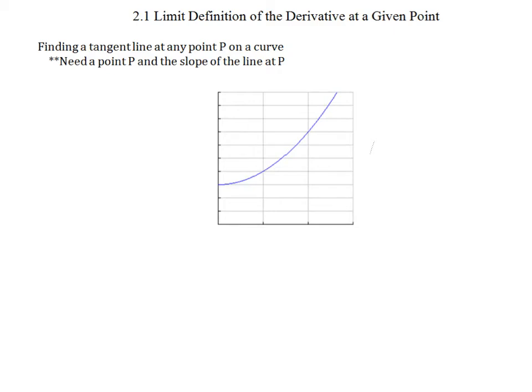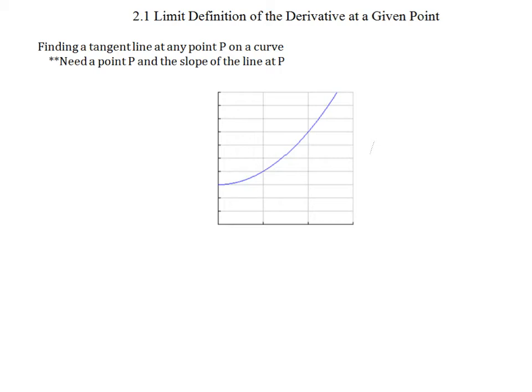Today in Chapter 2, Section 1, we're going to develop the limit definition of the derivative at a given point and practice using it on some examples. So you'll see that I've got a graph of a random function. This is just a generic function in front of us. We want to find a tangent line at any point P on the curve.